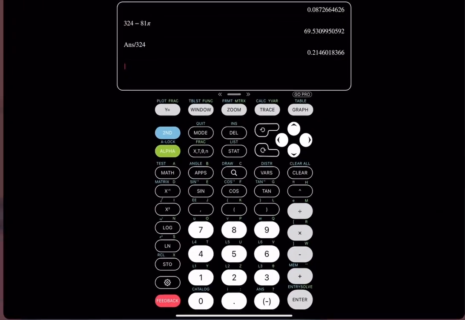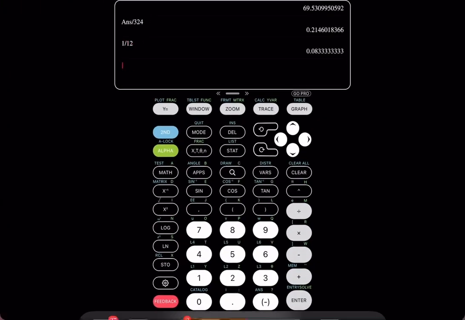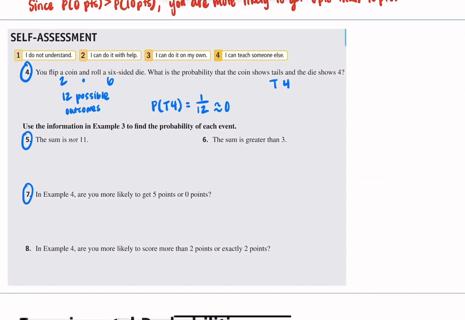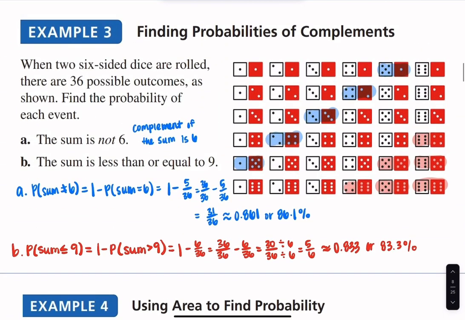Or about 0.083, or 8.3%. Okay, number 5, looking back at example 3, so the probability that the sum is not 11 is going to be the same thing as 1 minus the probability that the sum is 11. So I'm going to count how many of these have a sum of 11.